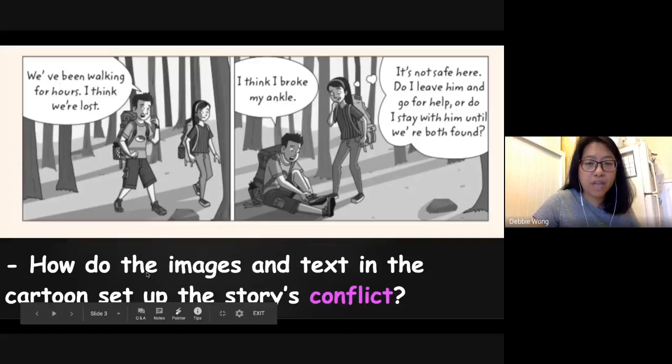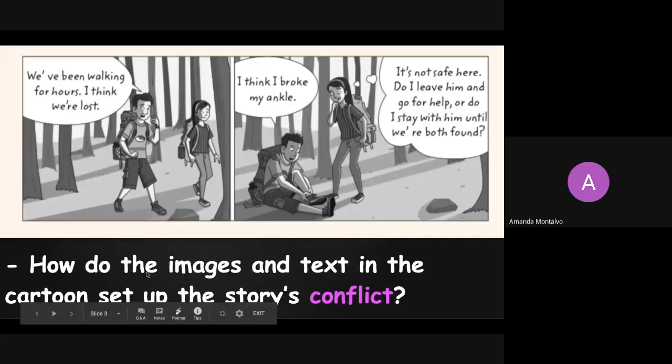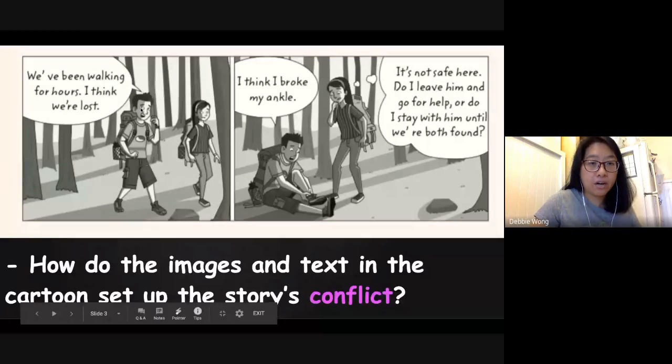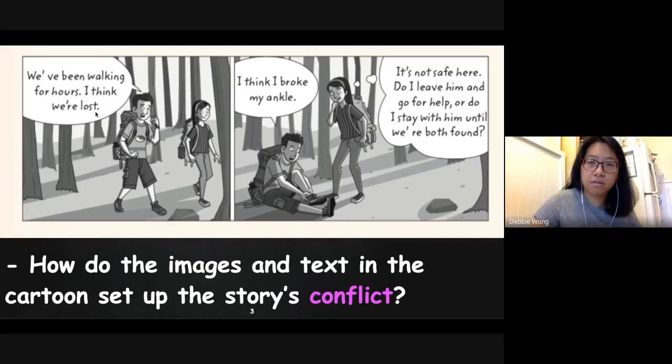So how do the image and the text in the cartoon set up the story's conflict? Here, I see that there are two people walking. We've been walking for hours. I think we're lost. In this cartoon, it says, I think I broke my ankle, he says. She's thinking, it's not safe here. Do I leave him and go for help? Or do I stay with him until we're both found? So what's happening? What is the problem?